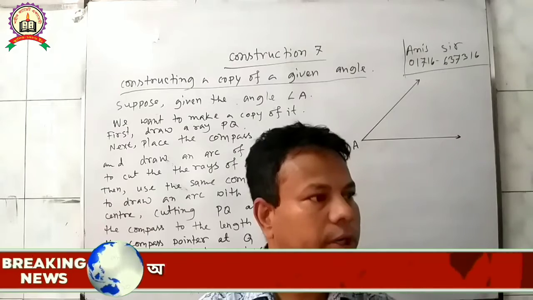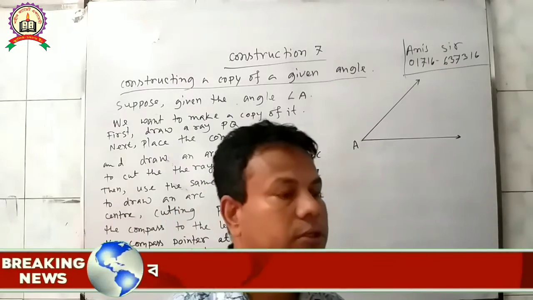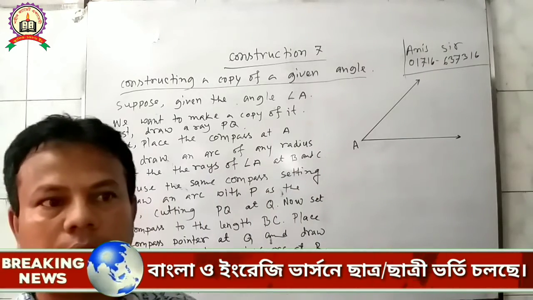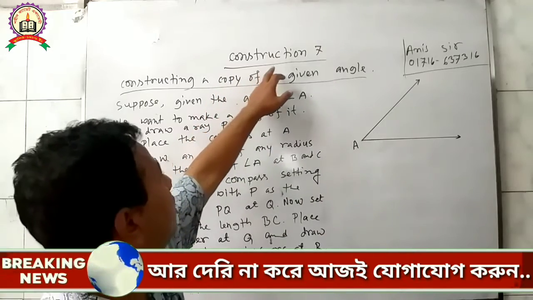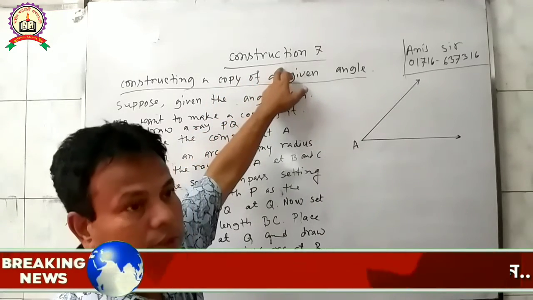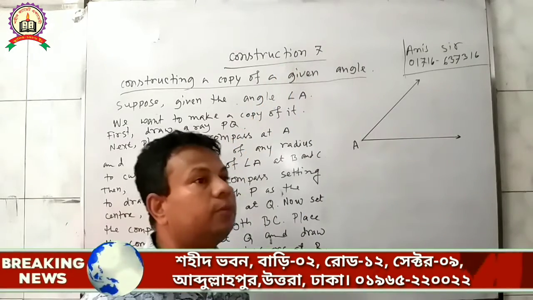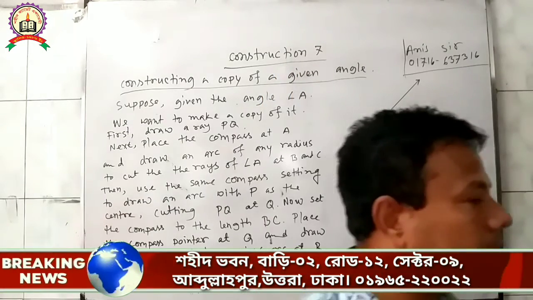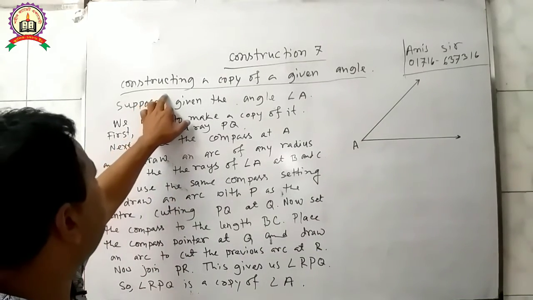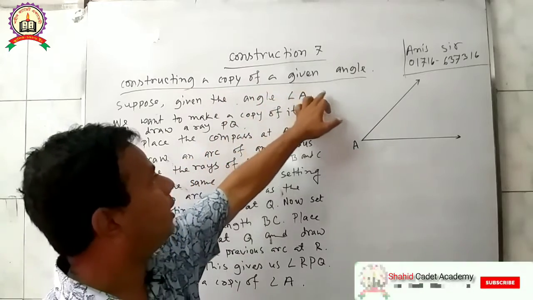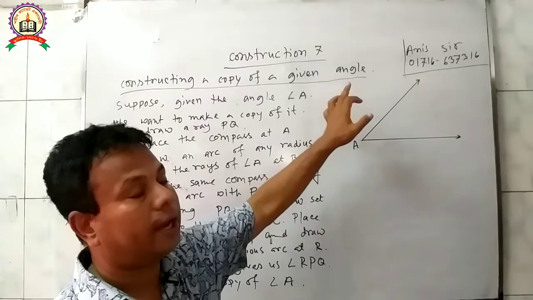I hope you have already completed construction 6 that was solved in the last class, and today's online class will be on construction 7 from the math book of class 6: Constructing a copy of a given angle.